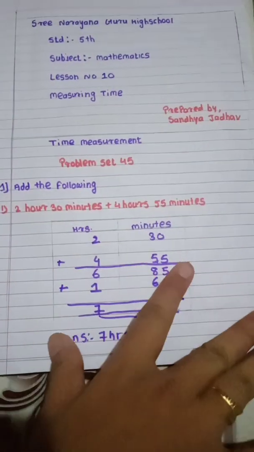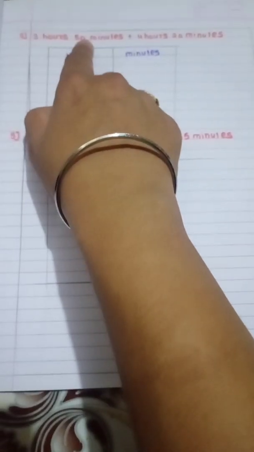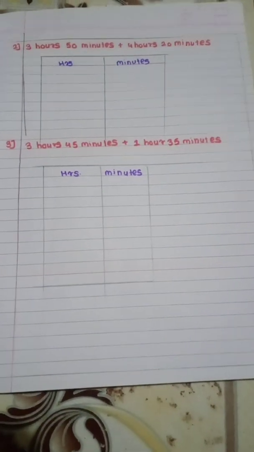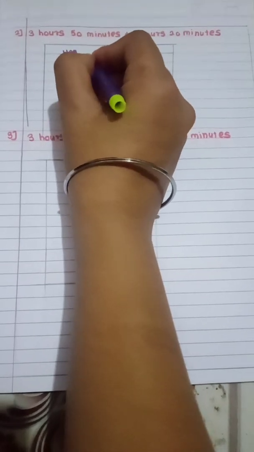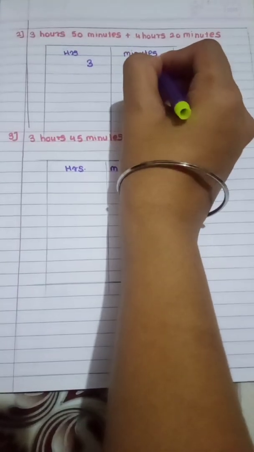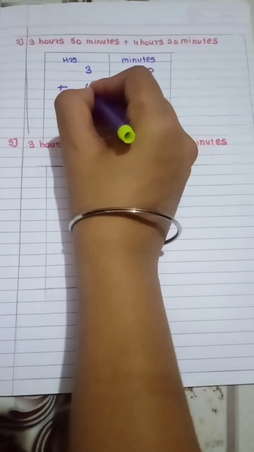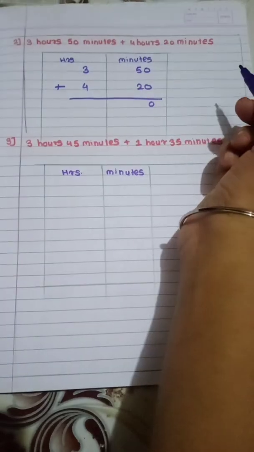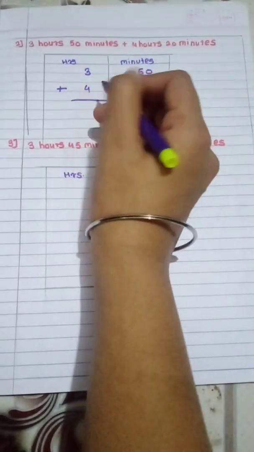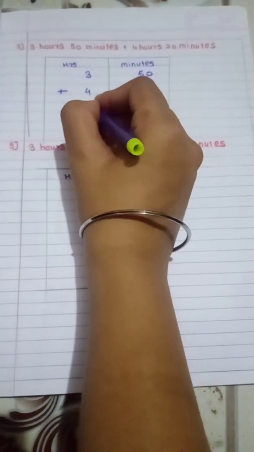Now we'll go to sum number 2. See here, 3 hours 50 minutes plus 4 hours 20 minutes. So I'll write the information into the table. Hours is how much? 3 hours. So I will write 3 and 50 minutes and I have to add 4 hours 20 minutes. So what is the answer? 0 plus 0 is 0, 5 plus 2 is 7 and 4 plus 3 is 7.